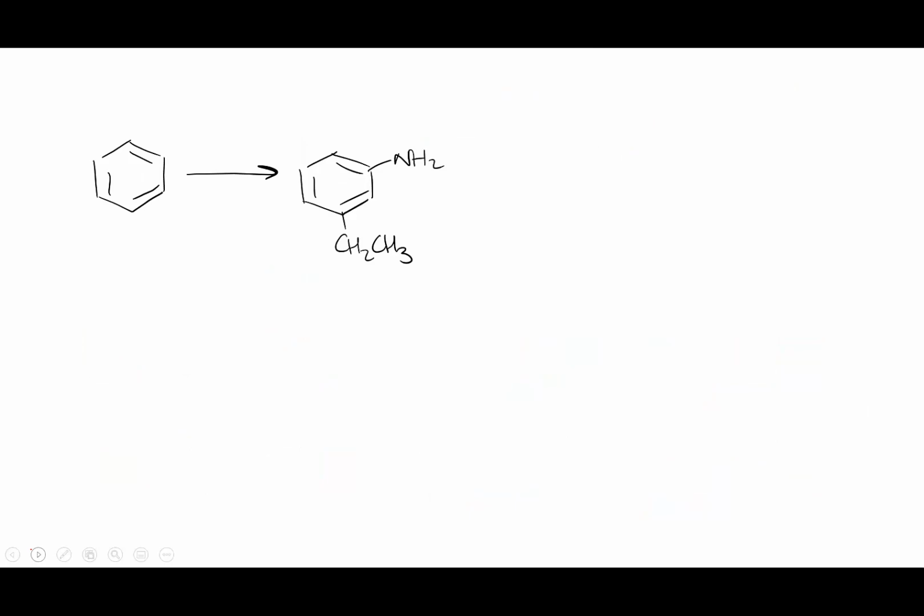So how would I do this reaction? Again, if you want to stop this and think about how am I going to do this reaction, go ahead and do it, and then come back and see if you were right. Now, how do I put the CH2CH3 group on the ring? I'm going to use aluminum trichloride and ethyl chloride.